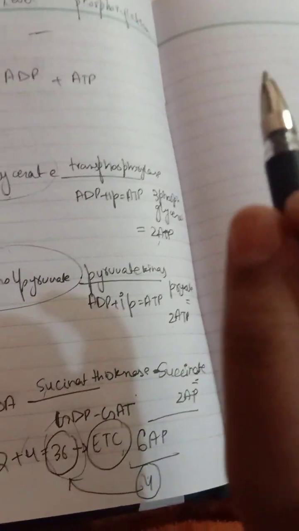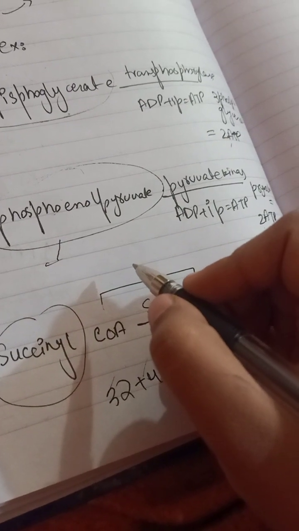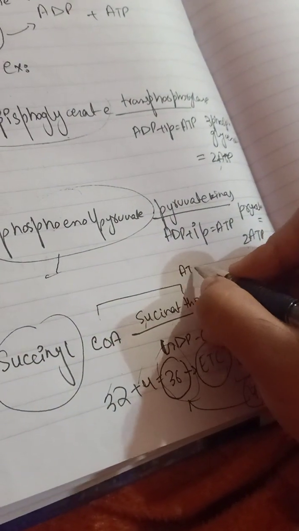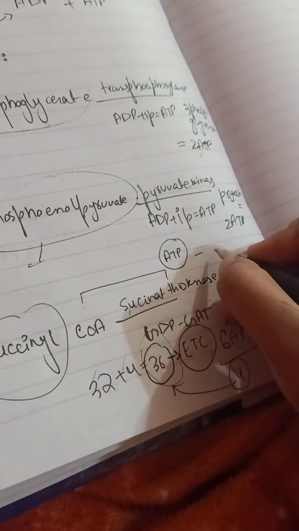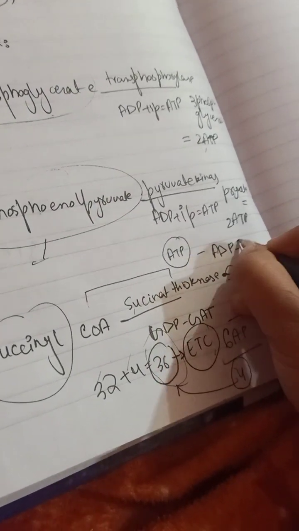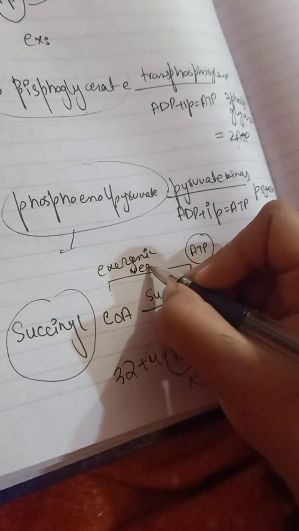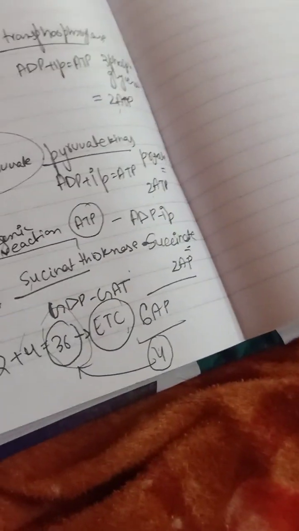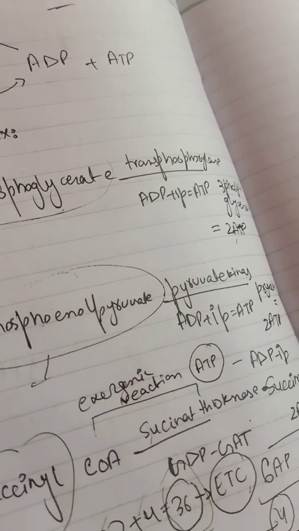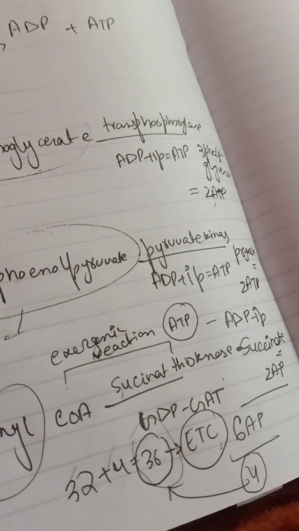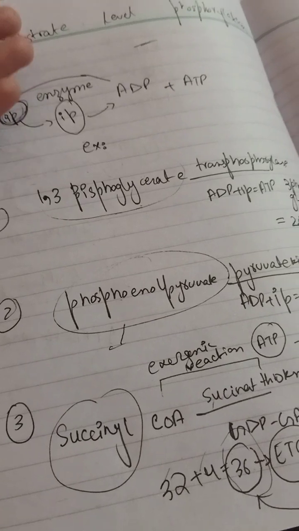Okay, so this process is an exergonic reaction, in which the reactant is having more energy than the product. So we are calling that an exergonic reaction. So this was substrate level phosphorylation, in which we make 4 ATP. So 4 ATP is generated by this level.